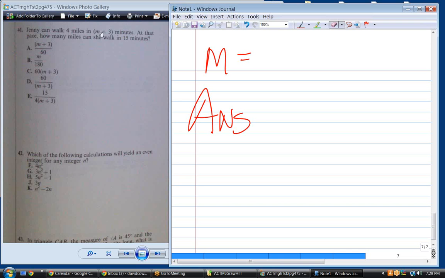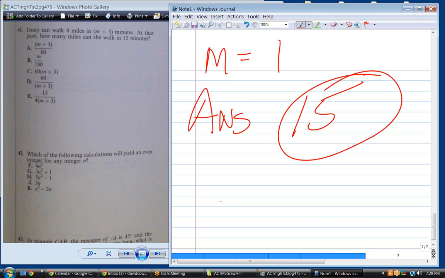But also I could have picked an m of 1, meaning she can walk 4 miles in 4 minutes. That means she's going to walk 15 miles in 15 minutes. And now if I go through here and figure out which answer is equal to 15 given an m of 1, notice D comes up again.